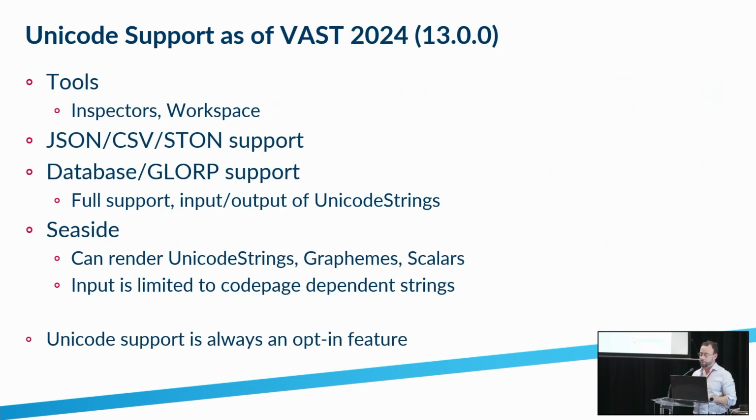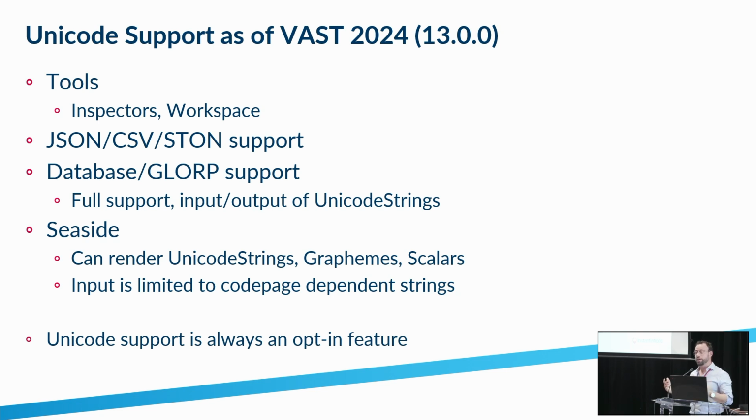And Unicode support was added to the core of VAST in 2022. This was version 11. And since then, we've been adding support to various libraries and frameworks. In our latest release this year, 2024, we included support for our entire set of libraries for database. Basically, all our supported database drivers are now Unicode ready. That includes GLORP as well, so you can do ORM using the regular GLORP abstractions, and you can just drop in Unicode strings as with any other string.